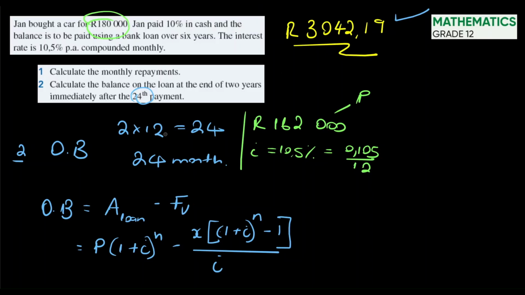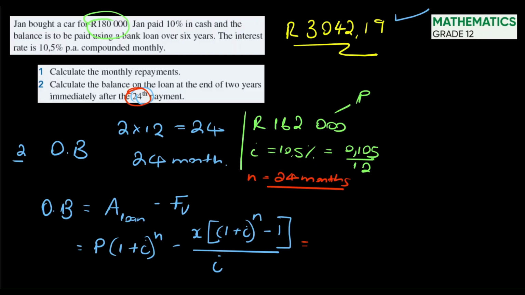So remember, they asked us for the 24th payment, or the end of 2 years, which means our N will be 24 months. Since our N is in months, we don't need to convert it again or multiply it by the compounding period. If N is in months, we leave it as is, substitute it as is, and then it becomes a matter of plugging and playing.